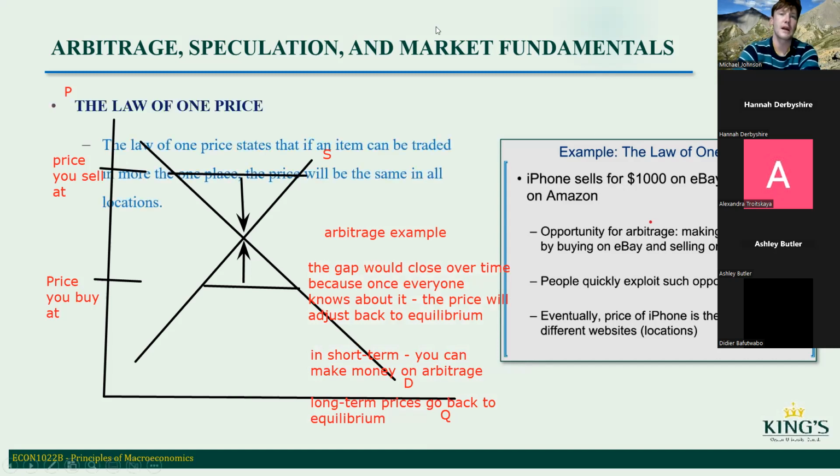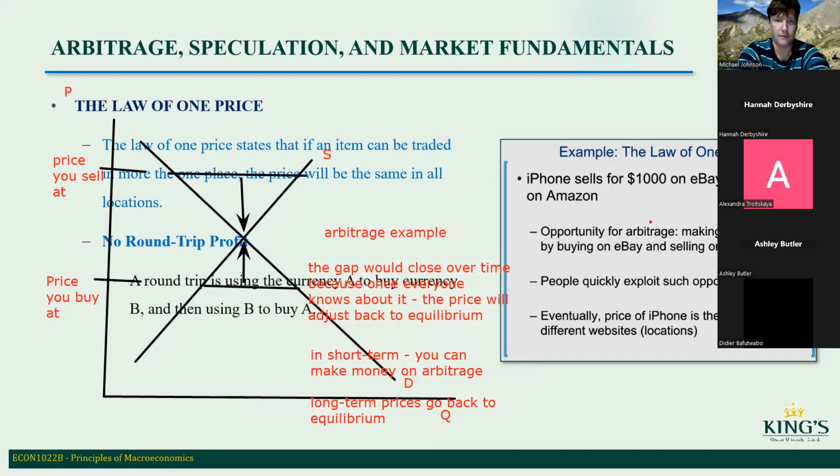So the law of one price. The law of one price states that if an item can be traded in more than one place, the price will be the same in all locations. No round trip profit. A round trip is using currency A to buy currency B, and then using B to buy A. Arbitrage removes profits from all transactions of this type.